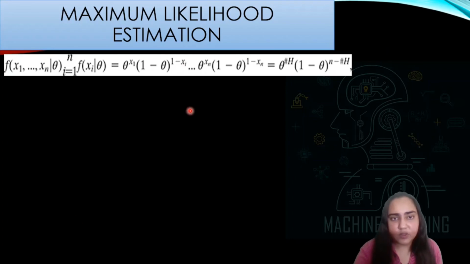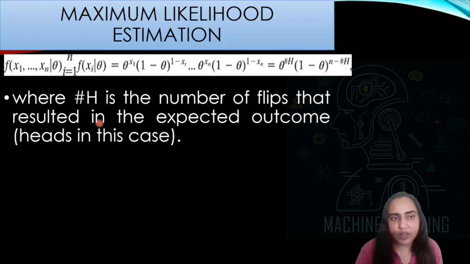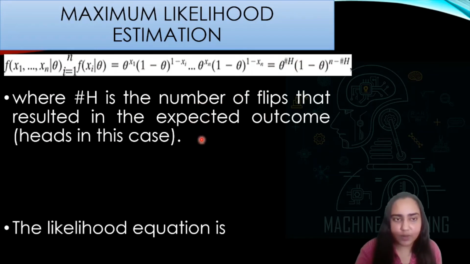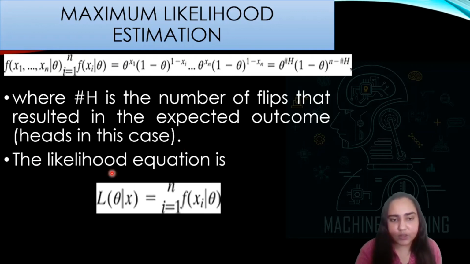Now this is just the same kind of equation, but with different x's. So you have x1, you have xi, you have xn, depending on how many predictors you have. Here, h, which you see here, is the number of coin flips that you're doing that resulted in the expected outcome. In this case, we are talking about heads. And the likelihood equation is given like this. L of theta given x is equal to, so likelihood equation, that's why we are using L over here, that is given by the product of f of xi given theta. And we can calculate this using the equation we just saw for all kinds of predictors, n predictors.